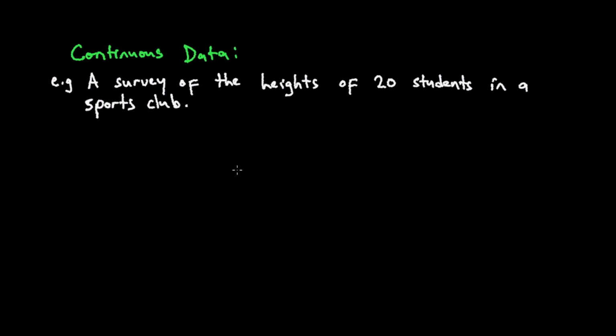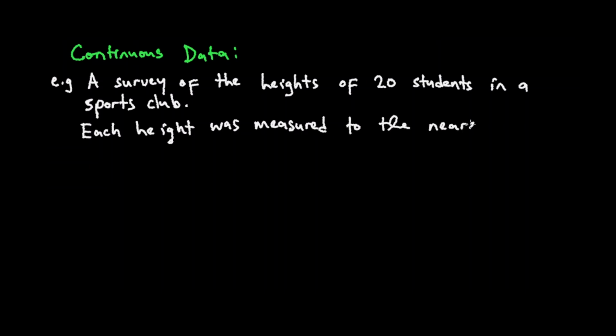So what are the heights? And we say that here the teacher specifies our degree of accuracy. Each height was measured to the nearest centimeter. I'm going to explain what we mean by this. So each height was measured to the nearest centimeter.